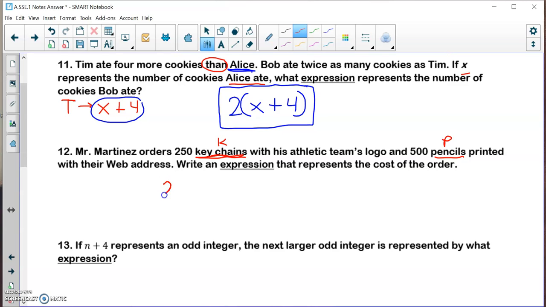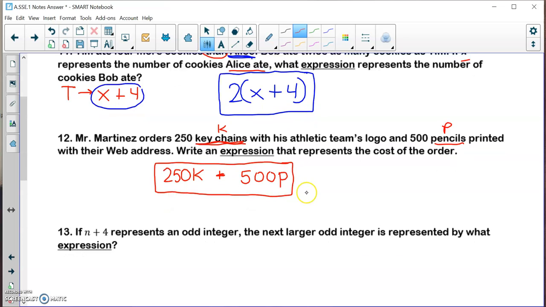So if I do 250 keychains times the cost of 1 keychain, that would give me the total cost of all the keychains together. And if I do 500 pencils times the cost of 1 pencil, that will give me the total cost of all the pencils of the order. And so if I need to find the total cost of the entire order, I just need to add the 2 costs together. This is my expression.